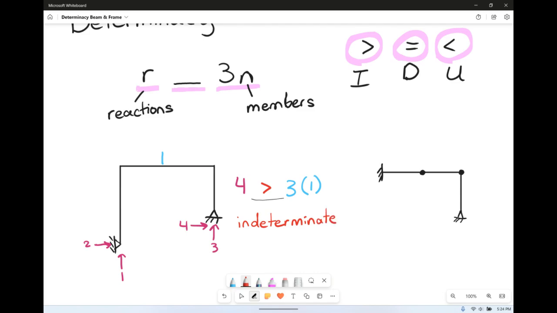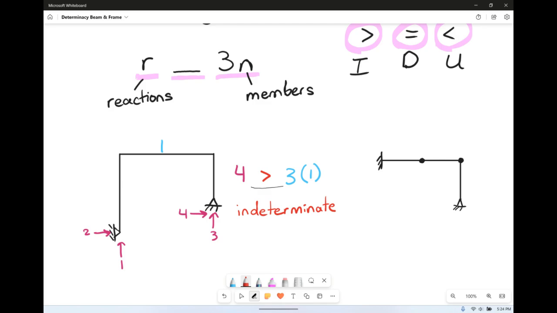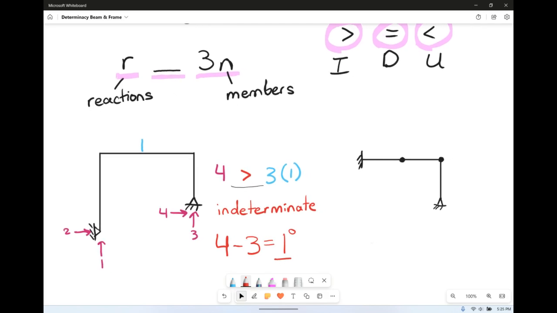Now, usually we also want to find how many degrees of indeterminacy we have, and to do that, we're simply going to take the number on the left, which is 4, and subtract the number on the right, which is 3, and we're going to find that that is 1. So we have 1 degree of indeterminacy. Okay, so that's really simple.